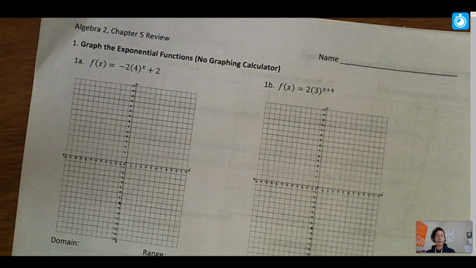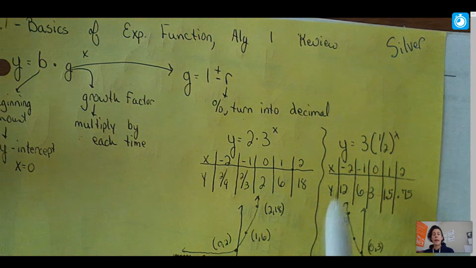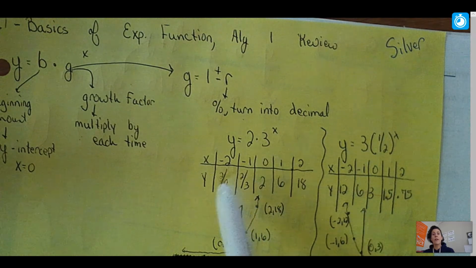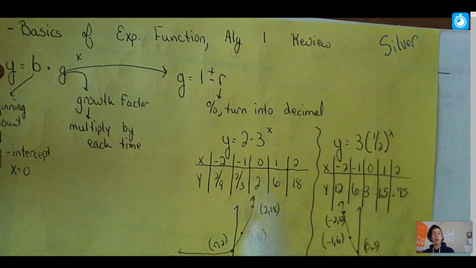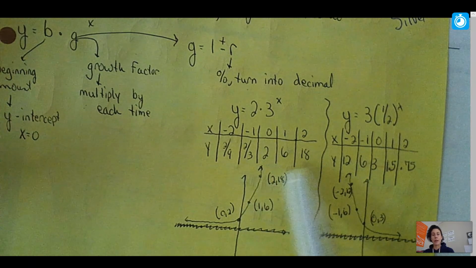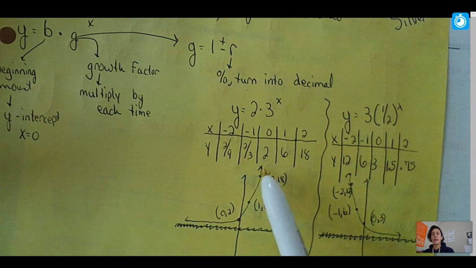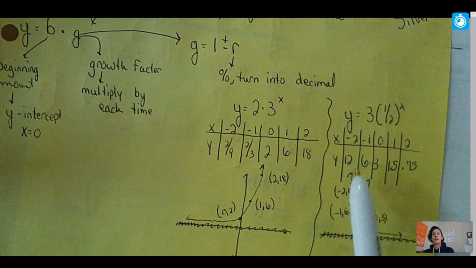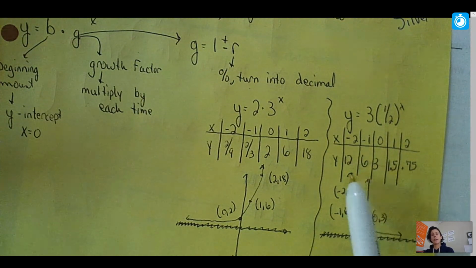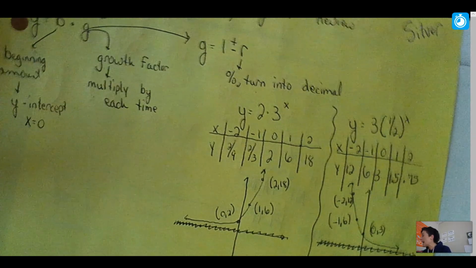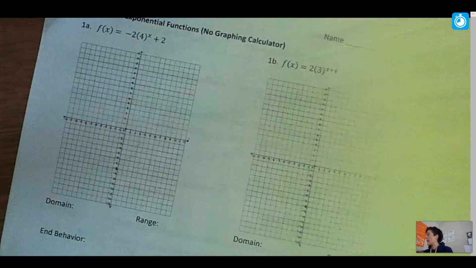The first thing I'm going to talk about is when you do graph, you do need to pay attention to what you're multiplying by, that growth factor, so that you understand the shape of your graph. So if the numbers are getting bigger as x's are getting bigger, your shape will look like this. And if you're multiplying by a fraction, then your numbers would be getting smaller, and so your shape would look like this.